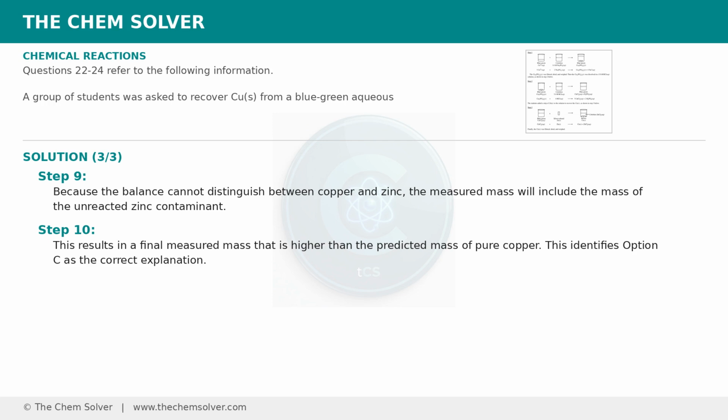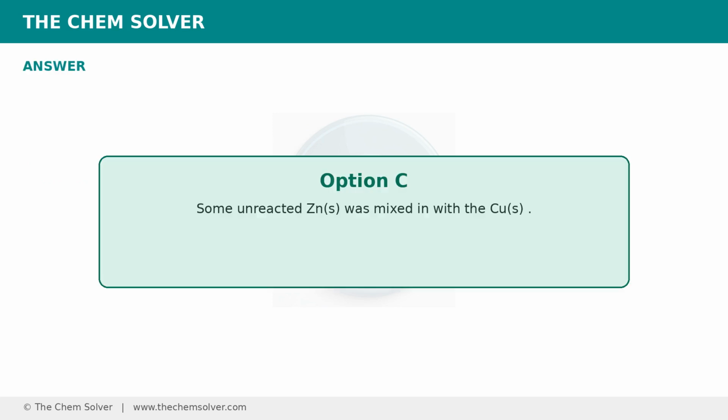This identifies option C as the correct explanation. The correct answer is option C. Some unreacted Zn was mixed in with the Cu.